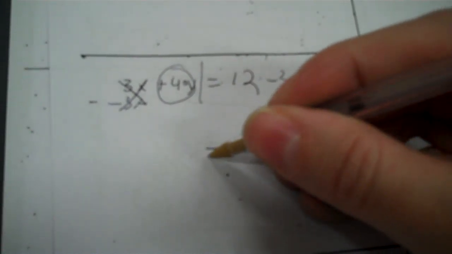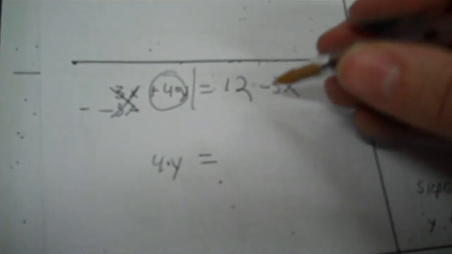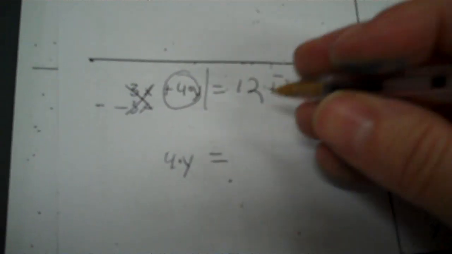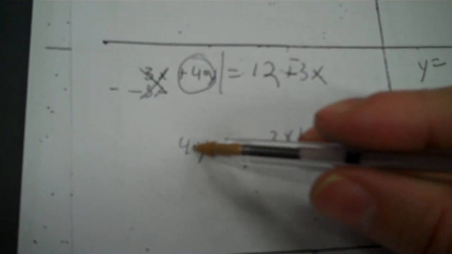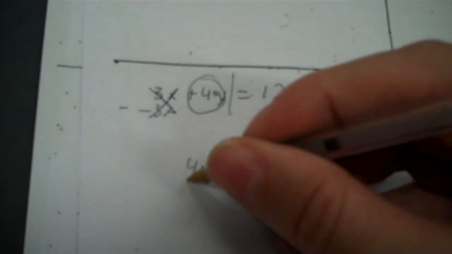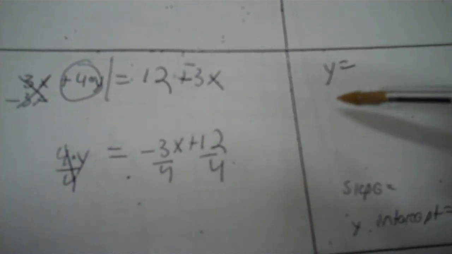Now, you're going to line up your equals, and you're still going to have 4 times y on that side. But over here, you want to make the minus a plus negative and rewrite that so the -3x comes before the constant term of 12. Okay? Now I have to undo the multiplying by 4, so I divide by 4. And then I come over here because now y is by itself.